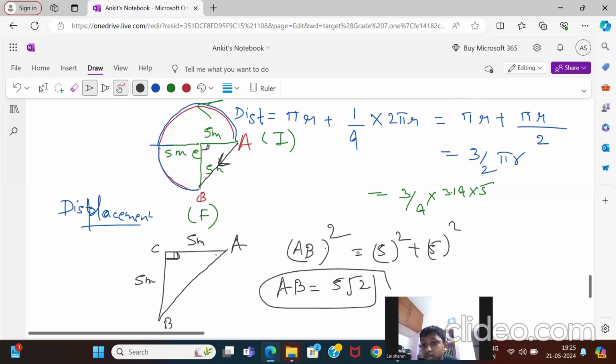You will learn this vector and scalar later. You must specify direction in case of displacement, while in case of distance, no need. But in case of displacement, if I ask AB is equal to 5 root 2, what is the direction? Direction is from A to B. You should write this is the direction. If you are not writing the direction, then your answer is wrong. Because it is 5 root 2, you should give it with direction because displacement is direction. Direction you must not forget.